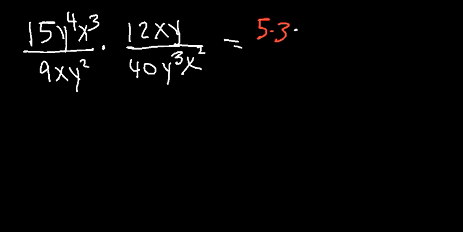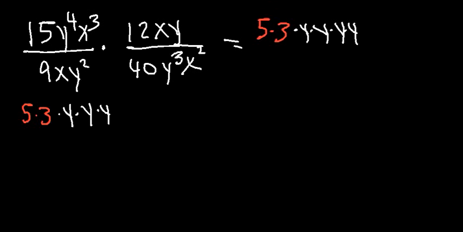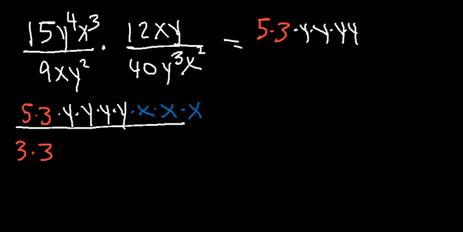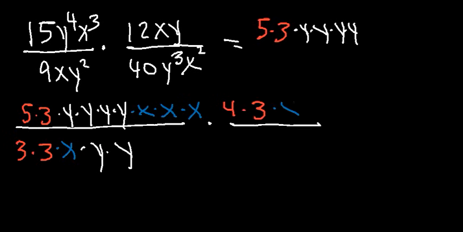Y to the fourth, that's y times y times y times y. Actually, let me put this over here because I'm going to need more space. X cubed is x times x times x. 9, we can break down into 3 and 3. We have one x variable on the bottom, and we have two y variables. 12, we can write as 4 times 3. And we have an x variable, and we have one y.